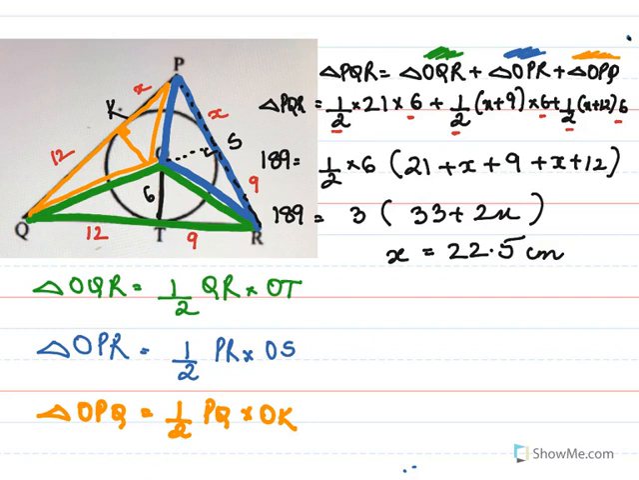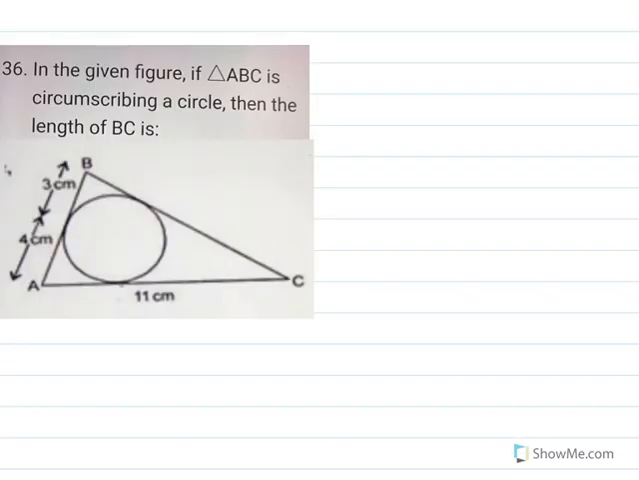This is a sum similar to the sum in the NCERT. In the given triangle, if ABC is circumscribing a circle, then find the length of BC. Same thing, external point B. So we have this equal to this, which means if this is 3, this also is 3. Now another external point, A. Tangents from an external point are equal. So if this is 4, this also will become 4.